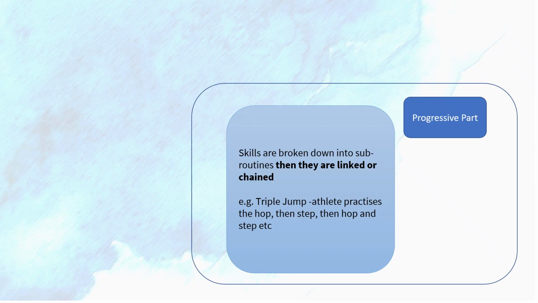So let's take the triple jump that we know is broken down into the hop, step, jump. What's being suggested here is that you would practice the hop, you would practice that subroutine, then you would add the step, practice the step, and then we're linking or chaining those two together. Then you'd practice the hop, step together. You then might practice the jump, and then finally you would go hop, step, jump.